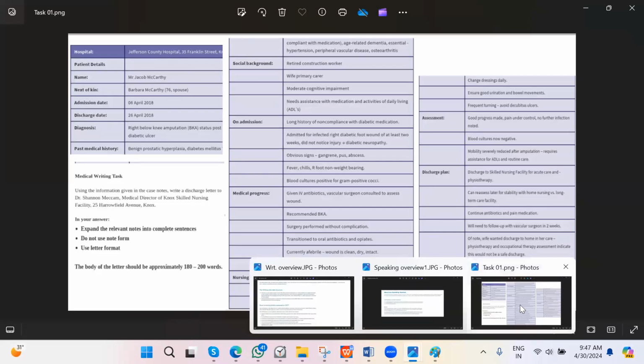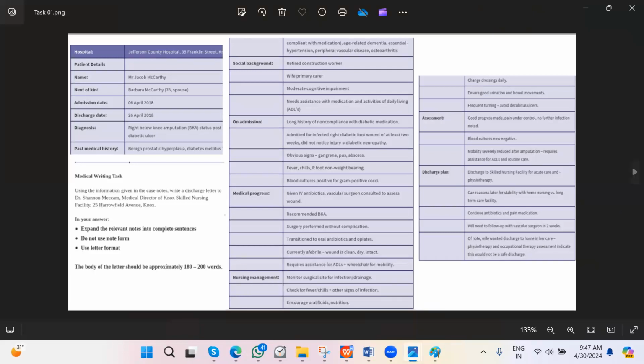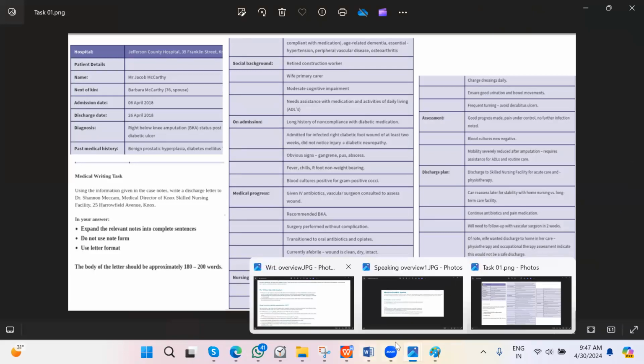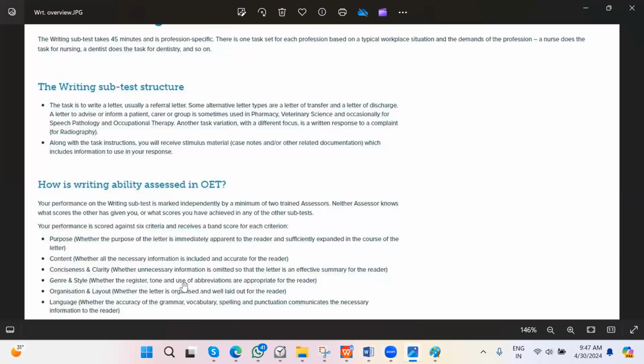Then we see the next point, which is genre and style: whether the register, tone, and use of abbreviations are appropriate for the reader. Like a few minutes before, when Tricia was accompanied by her daughter, and she was suffering with certain illnesses, you have to change the tone.